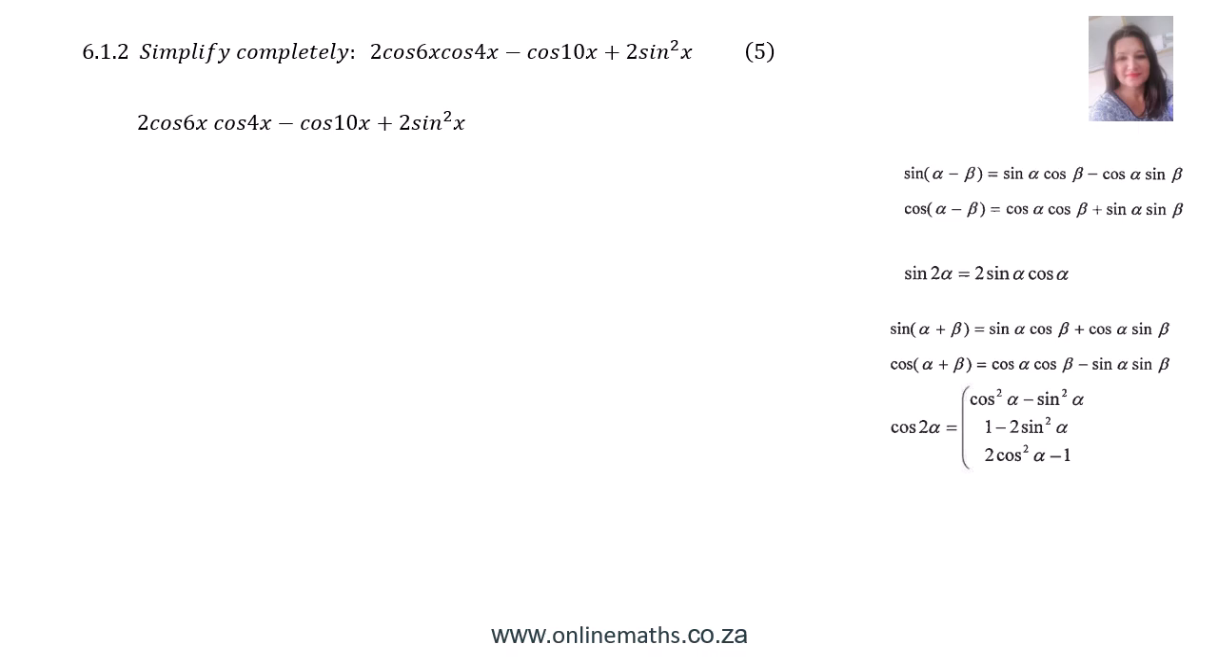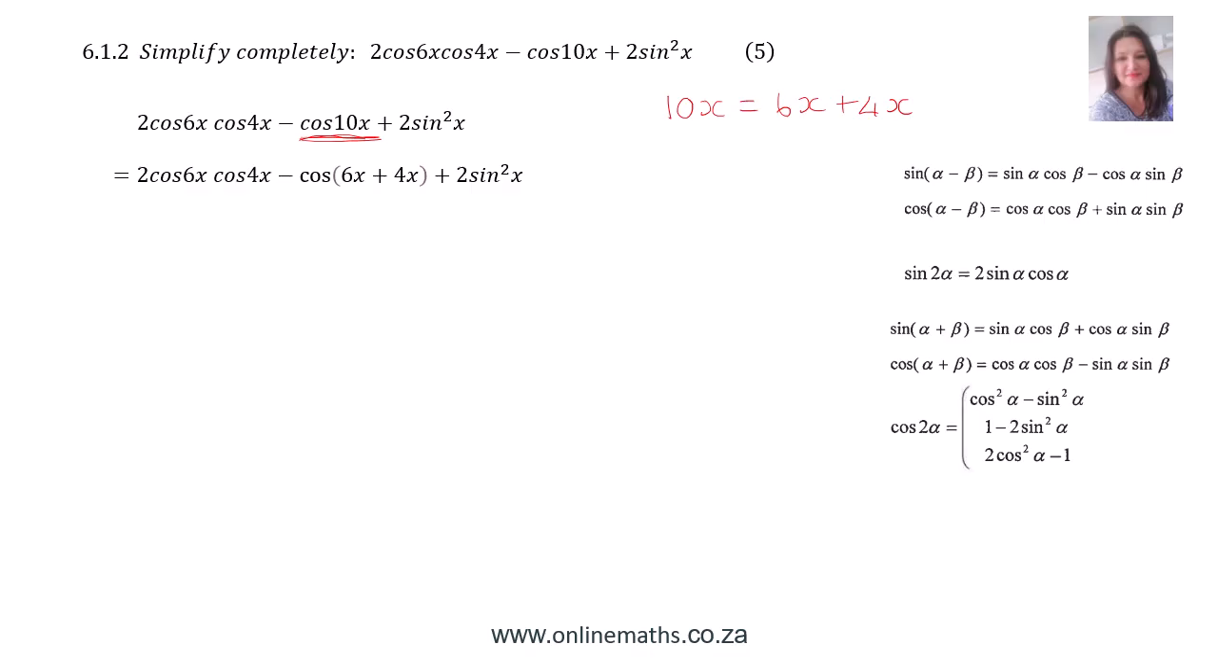6.1.2. Simplify completely: 2 cos 6x cos 4x minus cos 10x plus 2 sin squared x. If you look at this cos 10x, it looks as if it's out of place. But do you agree 10x can be written as 6x plus 4x? So what you can do is turn this cos 10x into a compound angle identity. And there I did it for you.